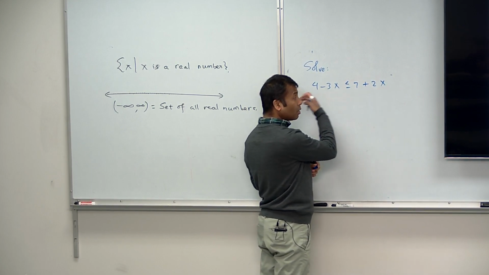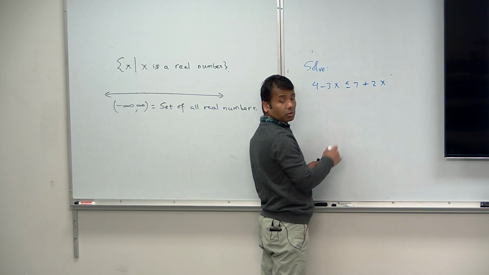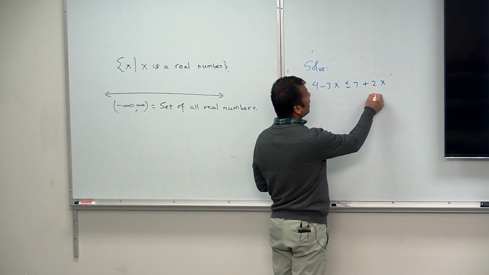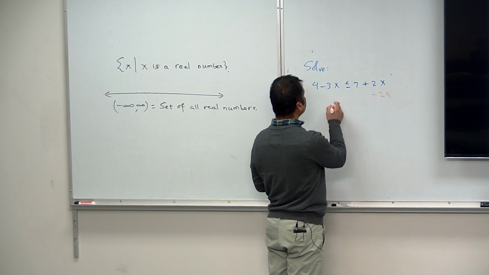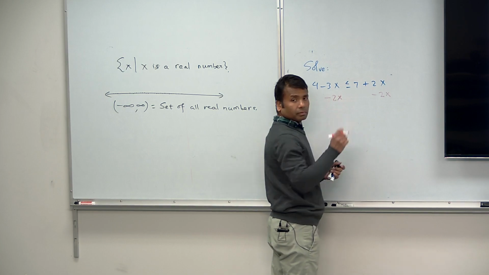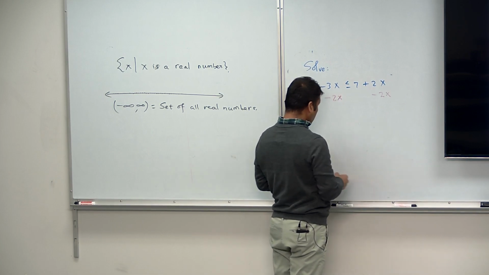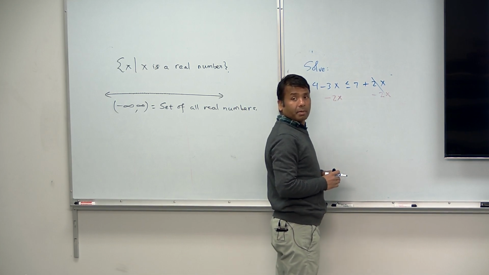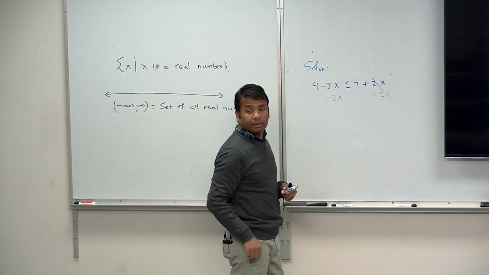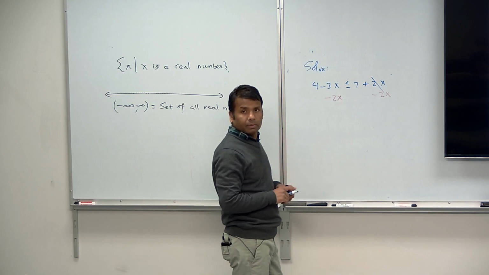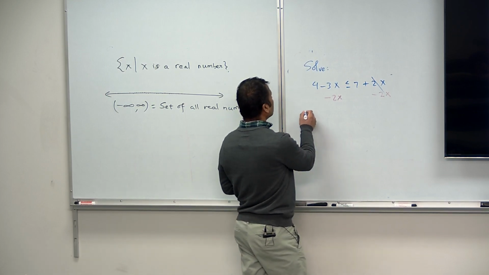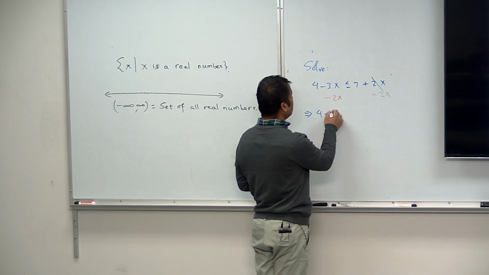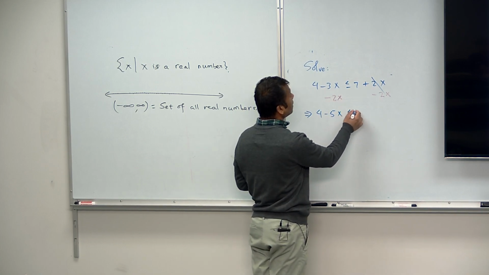If you want to do that, you move 2x to the left side. Are you with me? So you subtract 2x from both sides. Good? Then what will happen? This positive 2x and negative 2x, you can cross them out, right? And then it will be what? 4 minus, what is negative 3x minus 2x? 4 minus 5x is less or equal to 7.